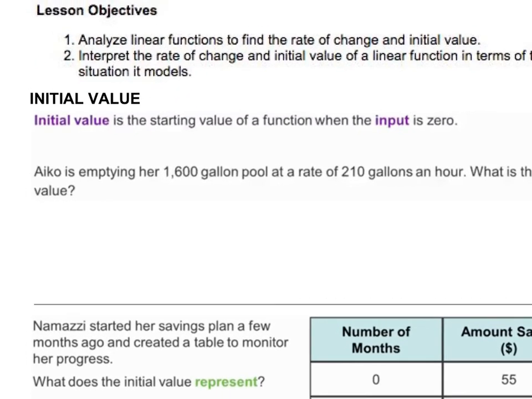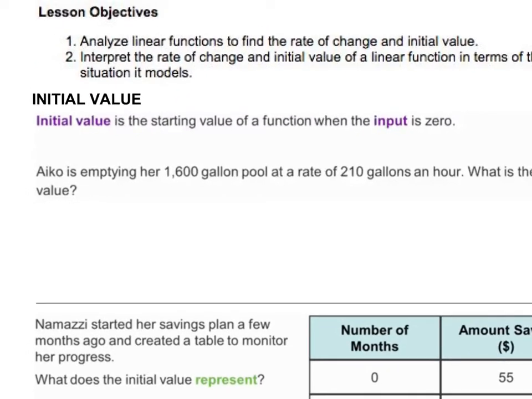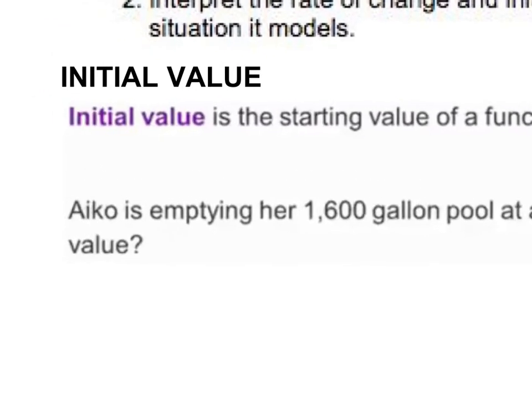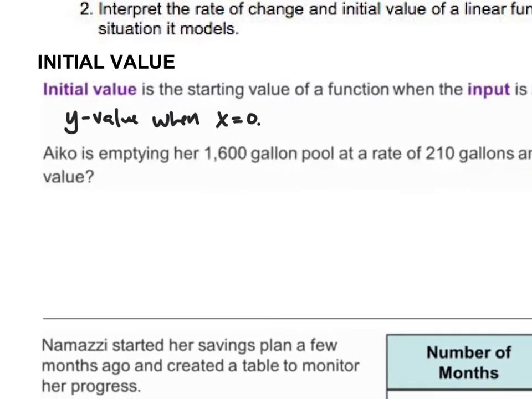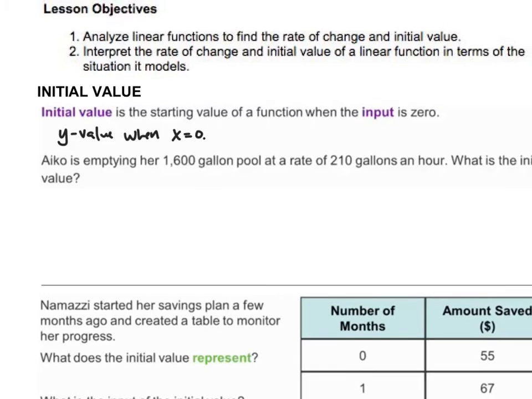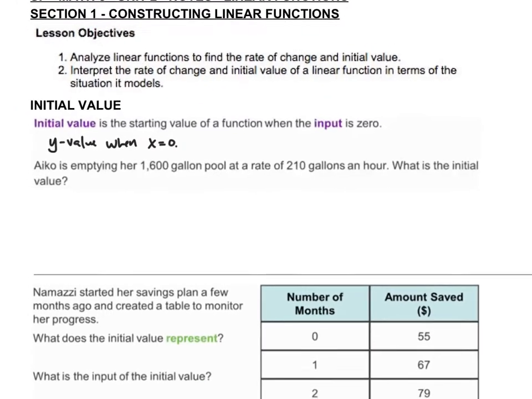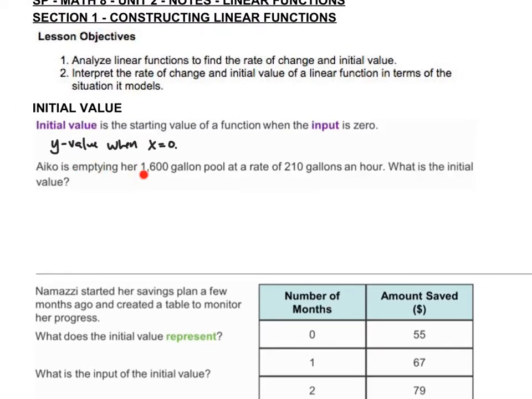The initial value is the starting value of a function when the input is 0. Let's put that into a little bit of layman's terms. It is the y value when x equals 0, okay? So we have this first problem, where it says Aiko is emptying her 1,600-gallon pool at a rate of 210 gallons an hour. What is the initial value?